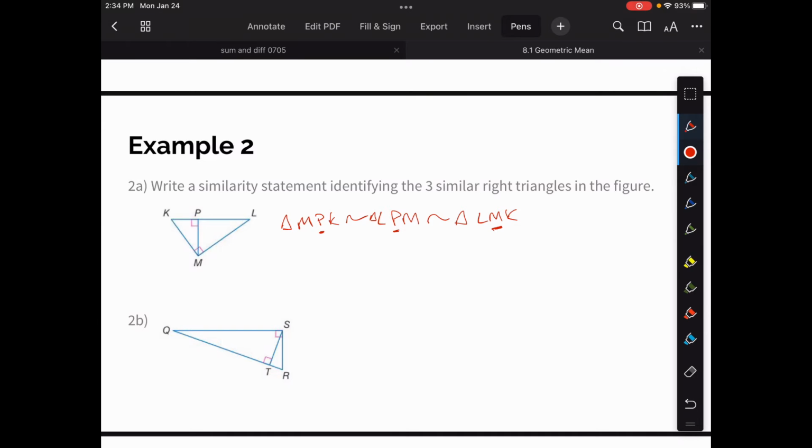Let's go to 2B. For 2B here, let's see what we can do with this one. Again, I'm going to keep my right angle in the middle just to keep it consistent. So if you look at our small triangle there, we could say that triangle STR is similar to triangle, on the medium one, that would be QTS, which is similar to, on the big one, QSR. And again, on all of these, the right angle is the one in the middle. So keep that straight when you're identifying those.